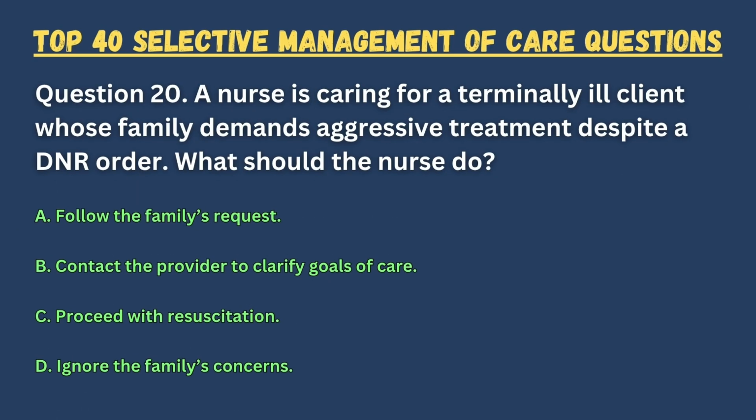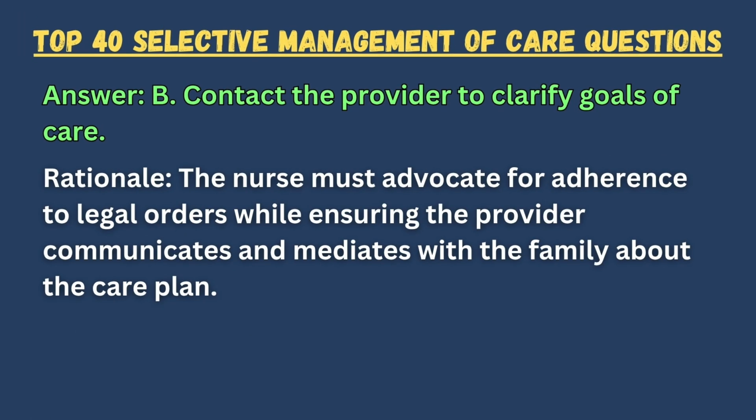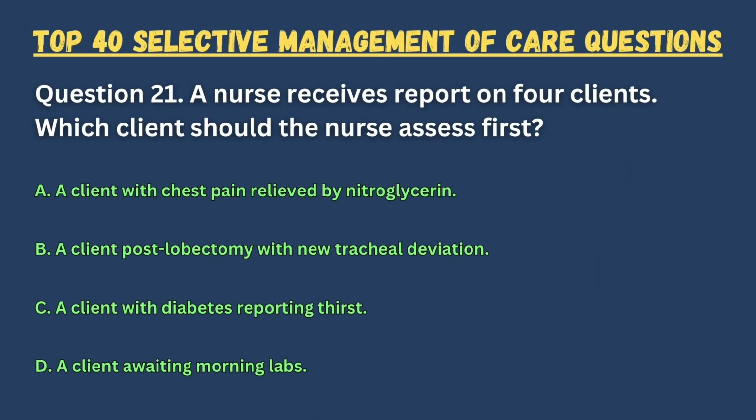Question 20. A nurse is caring for a terminally ill client whose family demands aggressive treatment despite a DNR order. What should the nurse do? A. Follow the family's request. B. Contact the provider to clarify goals of care. C. Proceed with resuscitation. D. Ignore the family's concerns. Answer: B. Contact the provider to clarify goals of care. Rationale: the nurse must advocate for adherence to legal orders while ensuring the provider communicates and mediates with the family about the care plan.